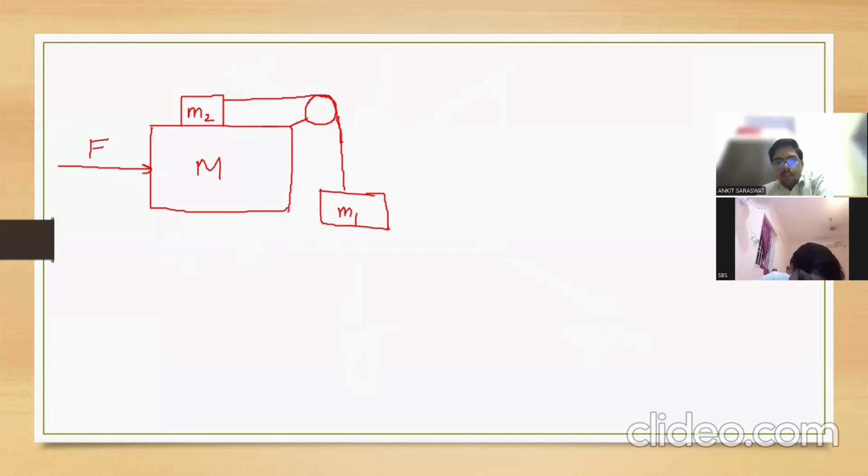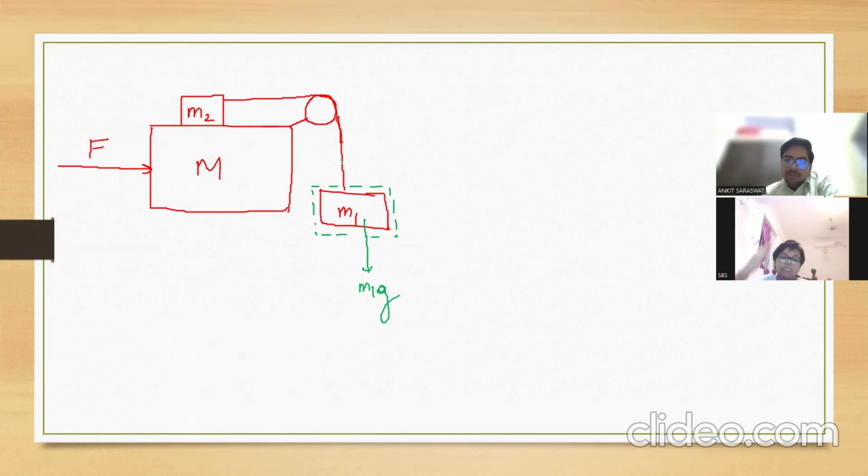Then first take M1 as the system, like this. Now draw all the forces which are acting on the system. One is gravity. One, because the string is tight, tension will be there. And what is the direction of tension? Upward, sir. Very good. Upward. Clear?